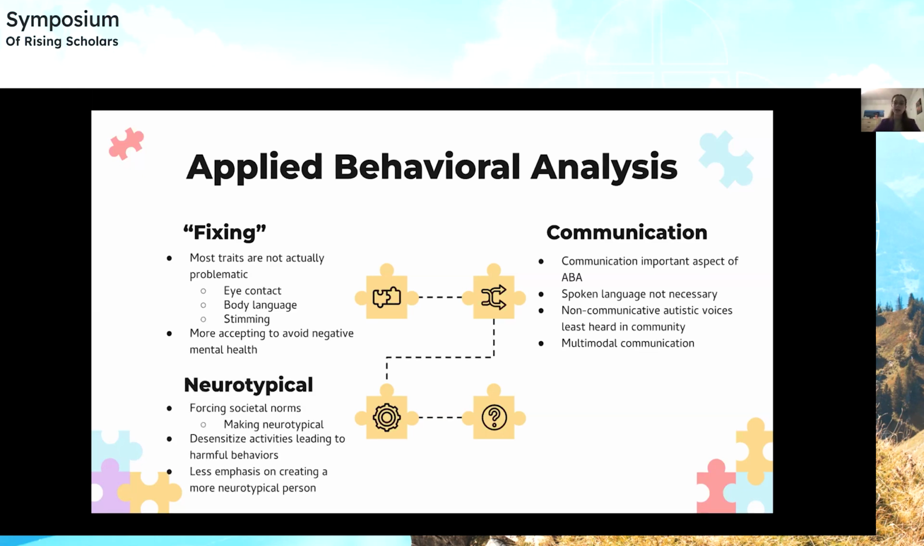The idea that ABA is making people more neurotypical is another thing often criticized by many autism advocates. And there are these behaviors that I mentioned earlier that may not actually be causing harm to the autistic individual. However, there are some behaviors, such as self harm behaviors, that are very problematic. Therefore, it is vital that we address these behaviors in ABA.